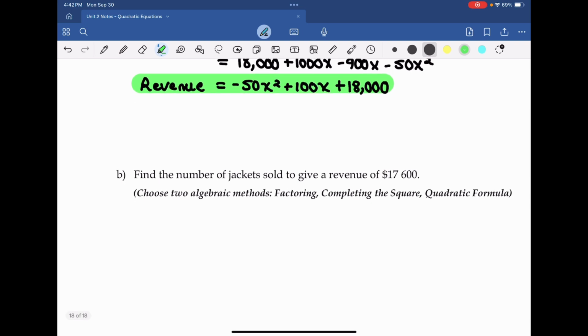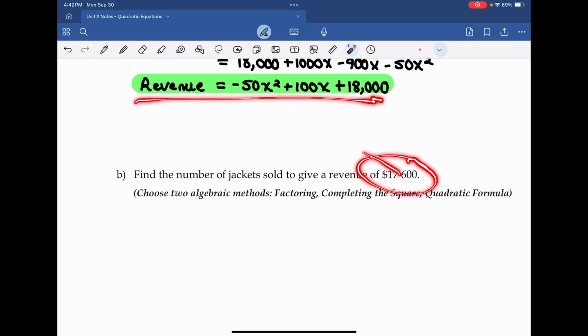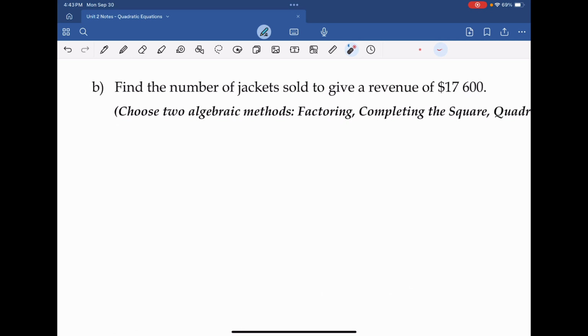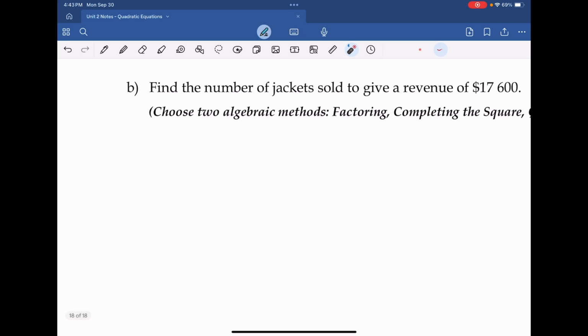So when we look at this piece, what we're going to do is take our revenue function, plug the revenue in, and solve it as an equation. Now, they actually ask us to do the following. Choose two algebraic methods, either factoring, completing the square, or the quadratic formula, and show that through any of these methods you get the same solution in terms of how many jackets they should sell for that given revenue. I'm just going to set up the equation, and we're going to do the factoring method first and foremost.